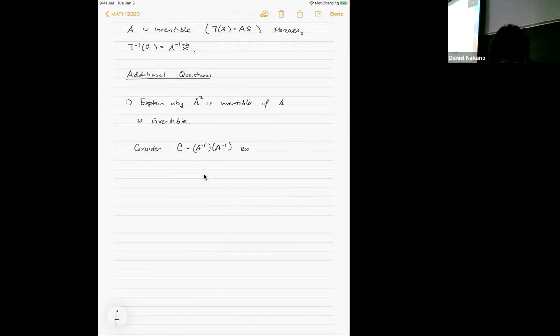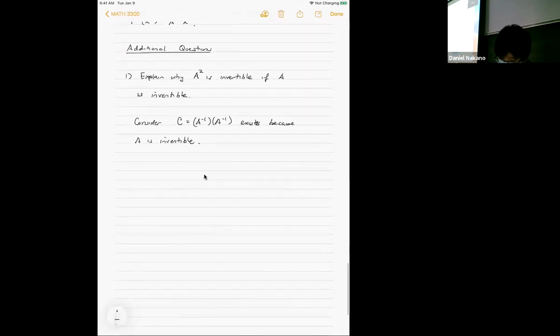So this exists because A is invertible. Okay. All right, so now I can just multiply C times A squared. So A squared times C, that's A squared times A inverse times A inverse. And as you know, this is just A times A times A inverse times A inverse. Okay, now I can just group it whatever way I want. So this is going to be A times identity times A inverse. And that's A times A inverse. And that's identity.